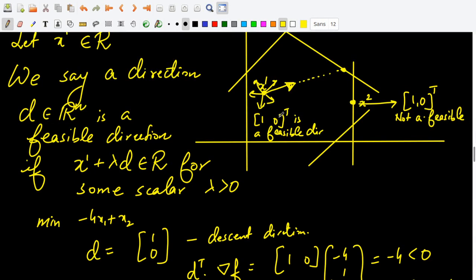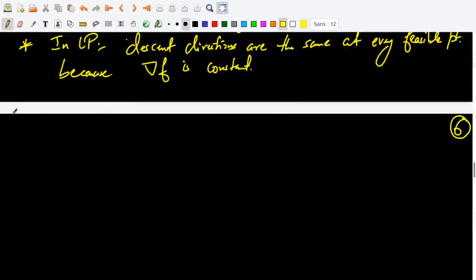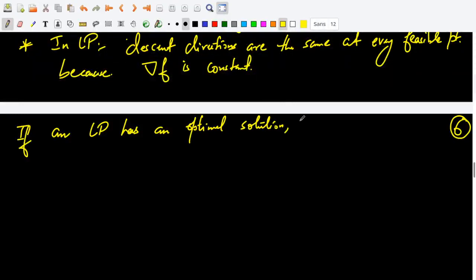So intuitively what we can say is that if a linear program has an optimal value, then one of the boundary points should also have that optimal value. Okay. So in particular, if an LP has a solution as an optimal solution, one of the corner points must be optimal.